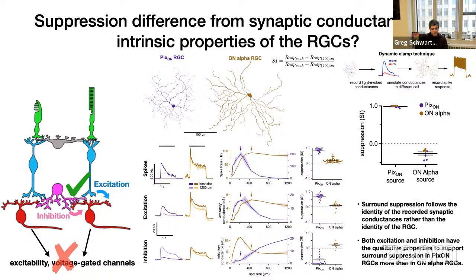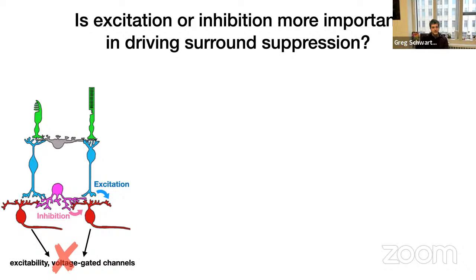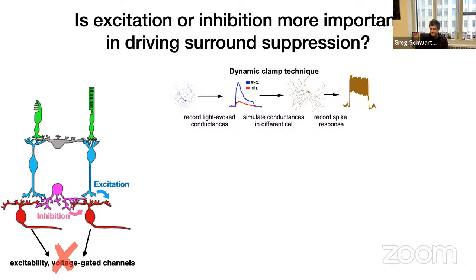Okay, and both excitation and inhibition have the qualitative properties to support surround suppression in pixons more than in on alphas. So it's inhibition or excitation. But how do we know which one it is and which one's more important? Is excitation or inhibition more important in driving this? We can play the same game with dynamic clamp, because remember, we can record the excitatory conductances and the inhibitory conductances, but now we can flip them individually. So this is all in pixon now, because we know that the pixon conductances are the ones that drive surround suppression.